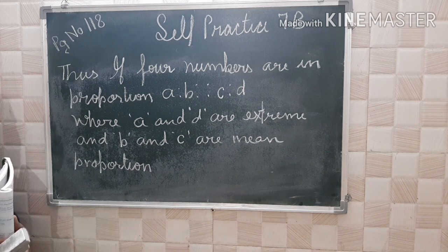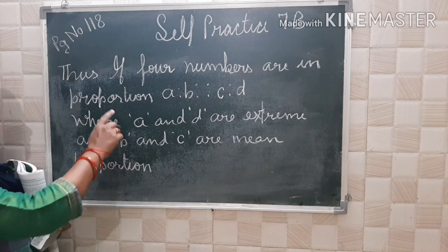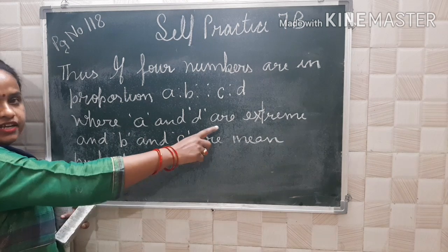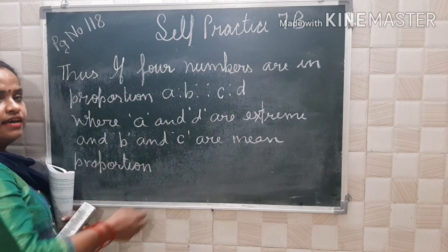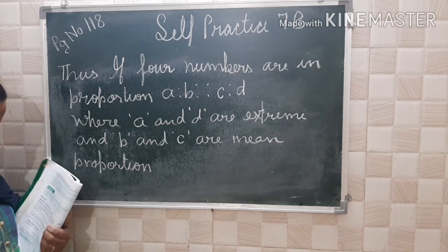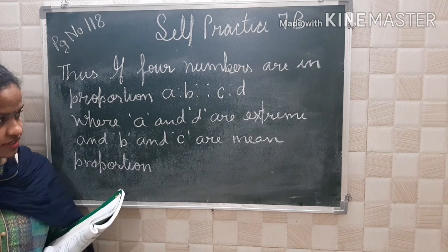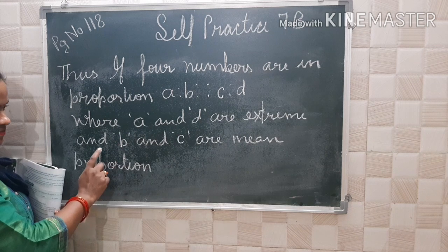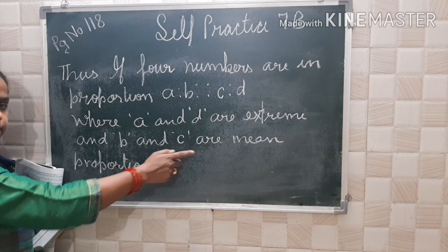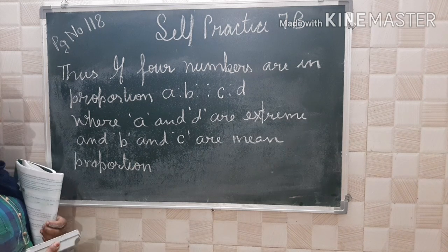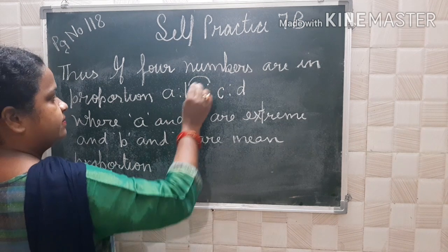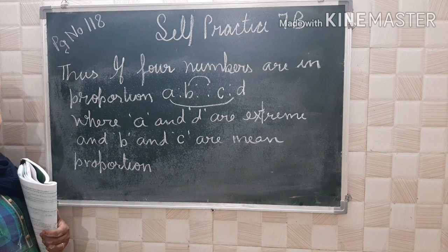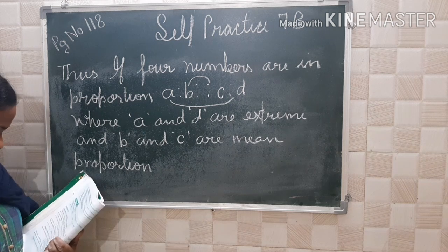So what I have told is, if four numbers are in proportion, then we write A is to B such that C is to D, where A and D are extreme proportion, B and C are mean proportion. First and fourth are extreme, and second and third are mean proportion. They are in the middle. You can see these two are in the middle and these two are at the extreme.